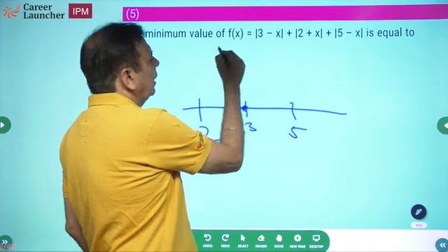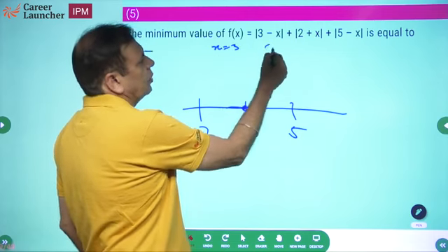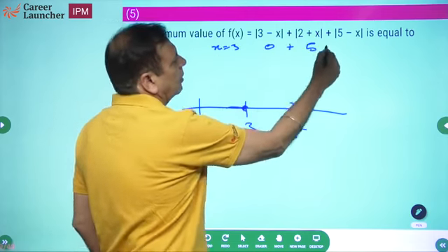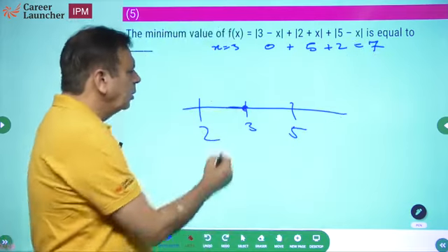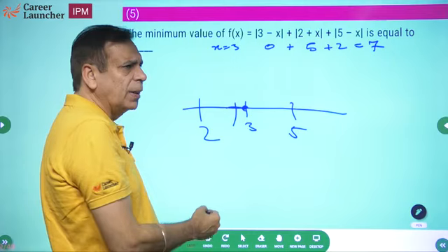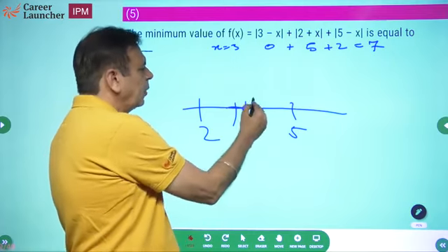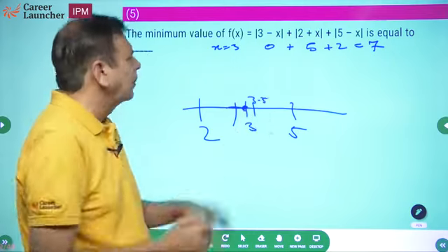If x is equal to 3, you will get 0 plus 5 plus 2 equal to 7. Right? What other thing you could do? Let's look at the midpoint. 5 plus 2, 7, 3.5. 3.5 पे डालते हैं, 2.5 पे देखते हैं कहाँ पे आता है.